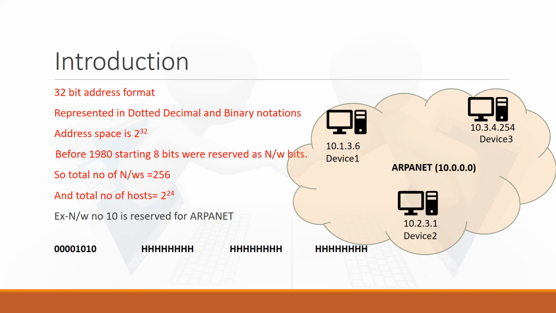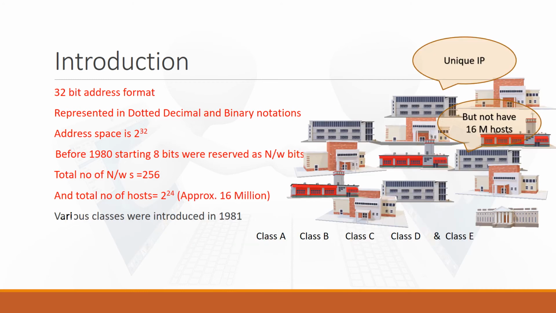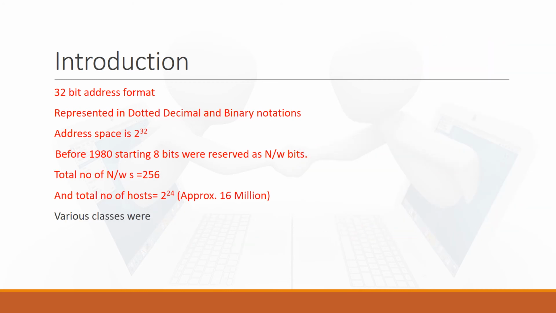ARPANET was the first widely accepted network, which stands for Advanced Research Project Agency Network. It was established by ARPA, the Advanced Research Project Agency of the United States Department of Defense. Various classes of IPv4 addresses were introduced in 1981. We had already discussed that previously only 256 networks were available, in which we can connect approximately 16 million hosts.